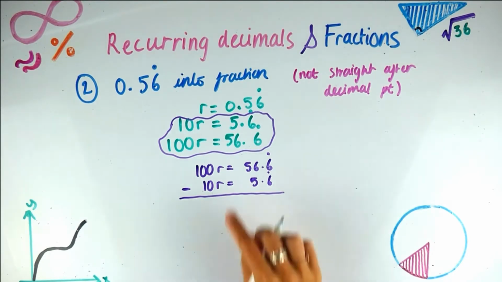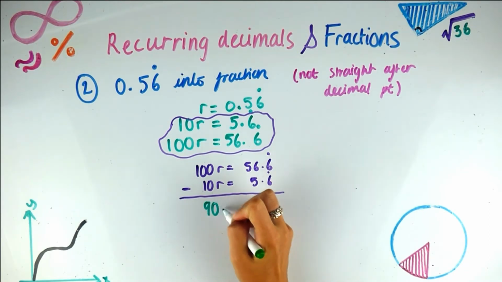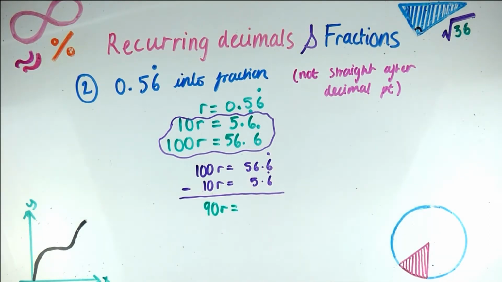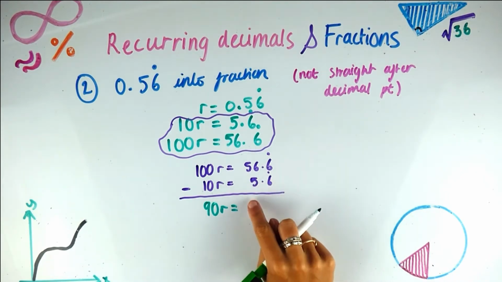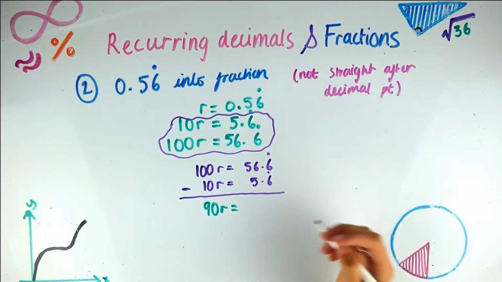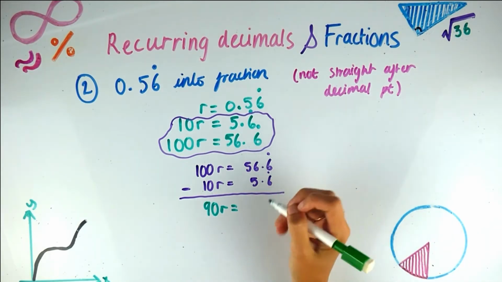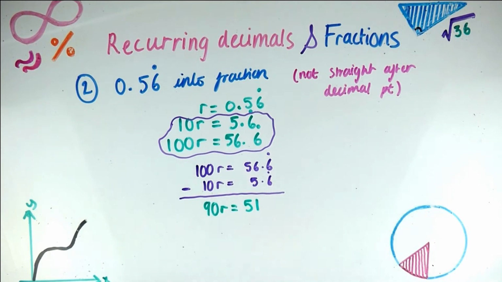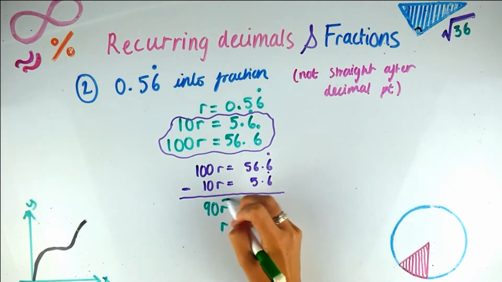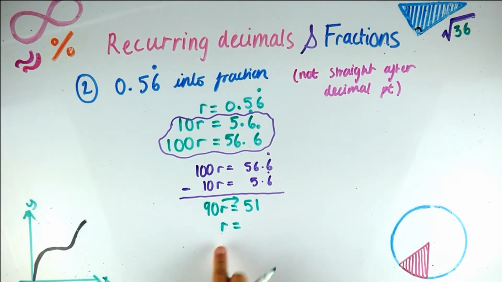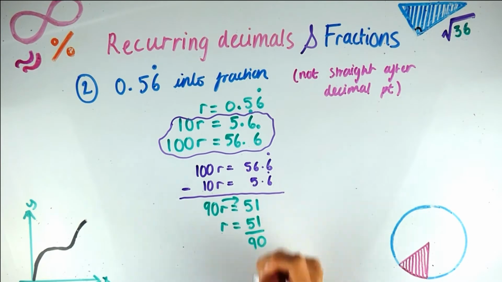So let's do that. 100r subtract 10r is 100 minus 10, which is 90r. This time we have 56.6 recurring minus 5.6 recurring. So the 0.6 recurrings go. That was the whole point. What's 56 take away 5? That gives us 51. Now, same stage as before, rearrange for r. R equals, take the 90 over, it's multiplied by r on this side, so you do 51 divided by 90, the inverse, on this side.